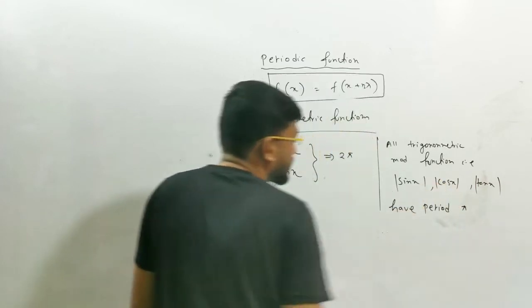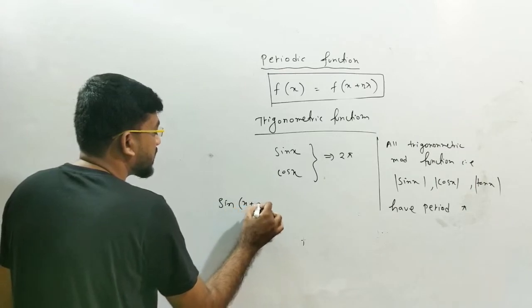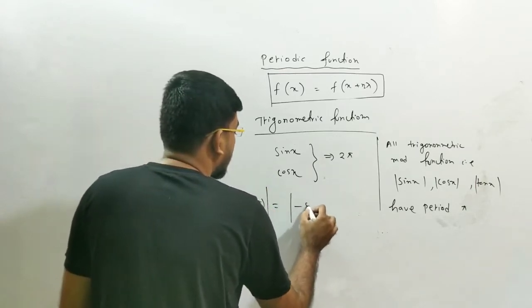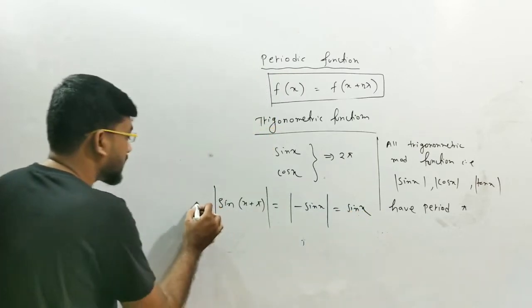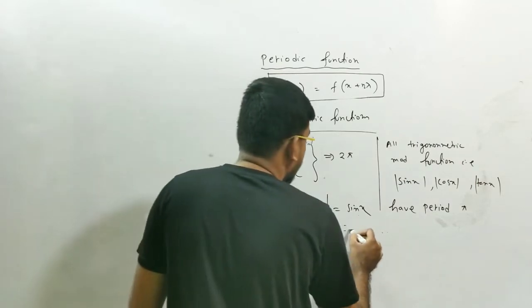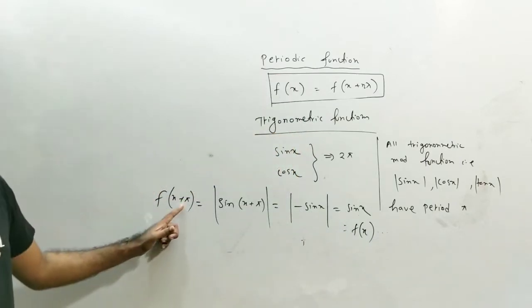You can check one value: if you talk about |sin x|, then |sin(x + pi)| is equal to |-sin x|, and that will be |sin x|. So you can see this is nothing but f(x + pi), and this is your f(x). So you have the fundamental period is pi here.